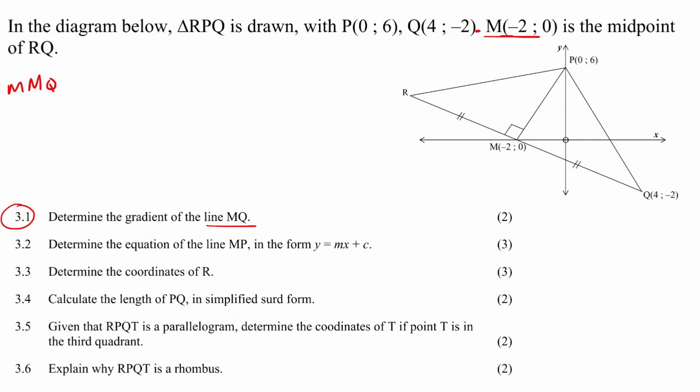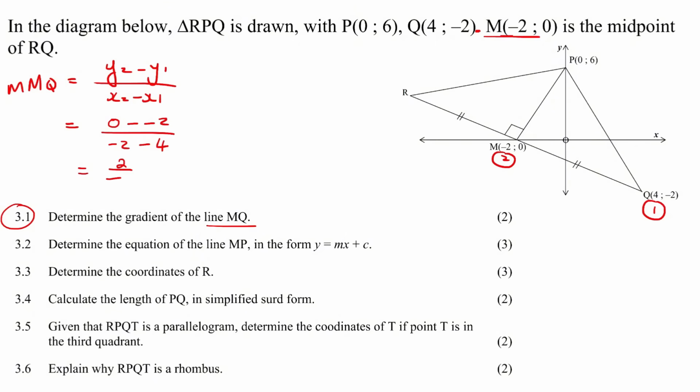Gradient of MQ, we're going to use the gradient formula. Always fill in your formula first. Then I'm going to use, this is my point 2 and this is my point 1. You don't have to do it that way. So you're going to end up filling in 0, take away minus 2, over minus 2, take away 4. And you're going to end up getting 2 over negative 6. If you typed it on the calculator, it will simplify to negative a third.